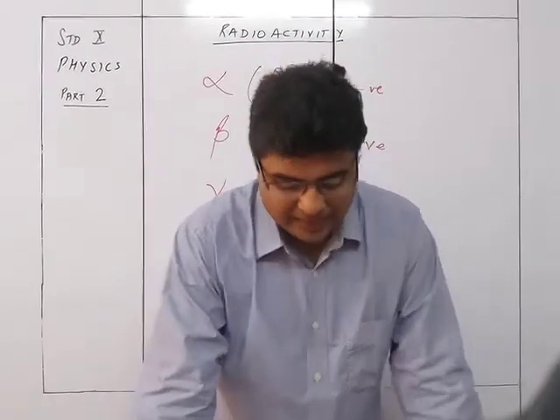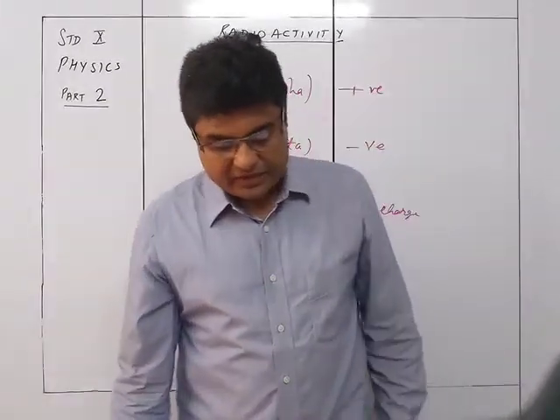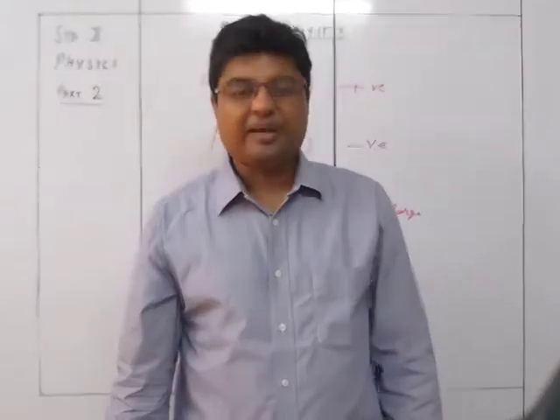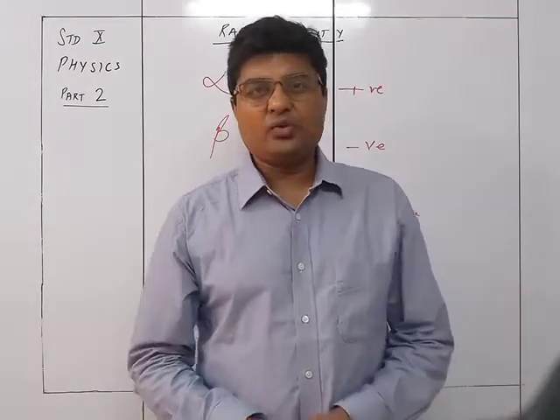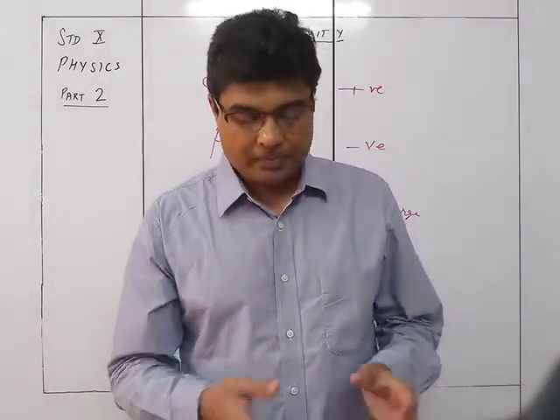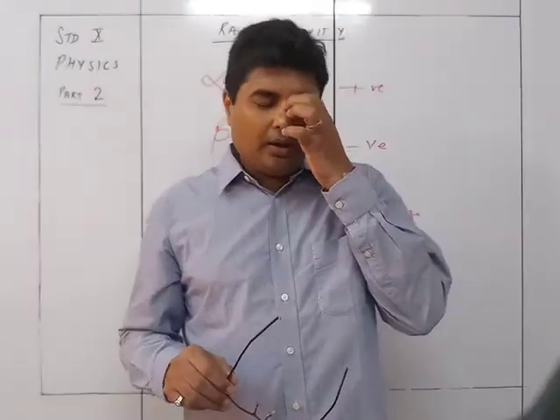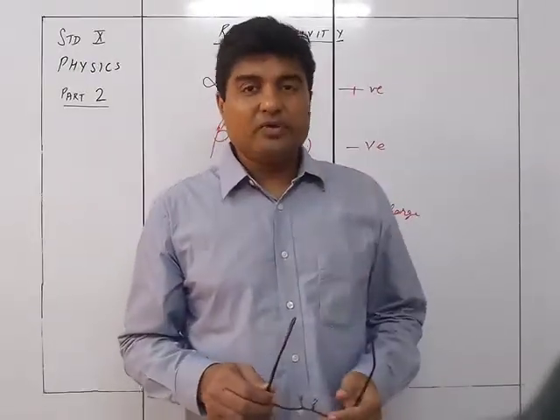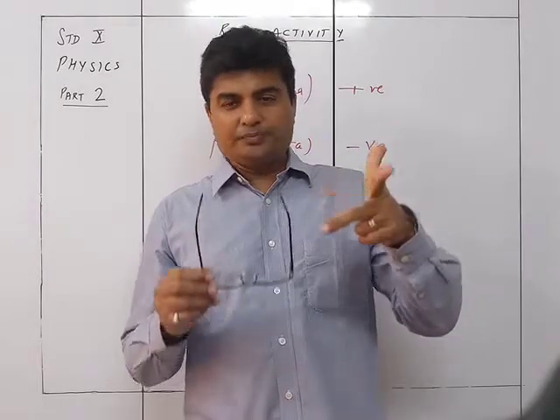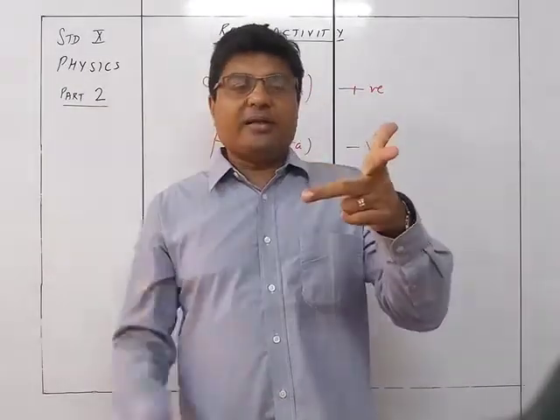Now, why do they turn left? It is because of Fleming's left hand rule. The direction of deflection in a magnetic field is given by Fleming's left hand rule. We are going to study this rule in the chapter on electromagnetism. So based on Fleming's left hand rule, it is like this.